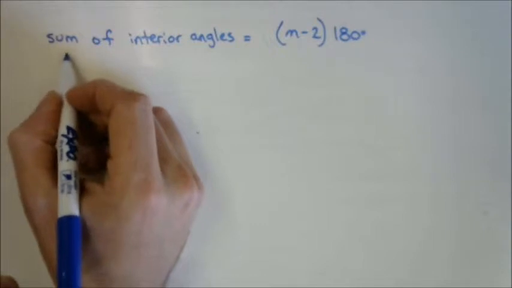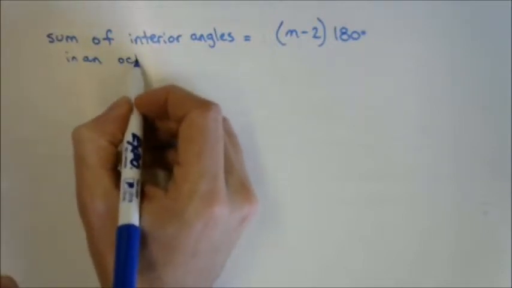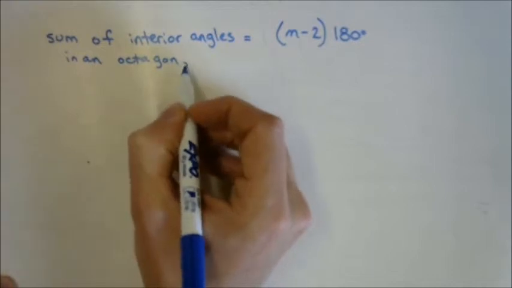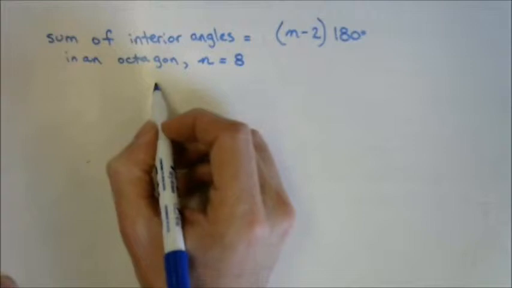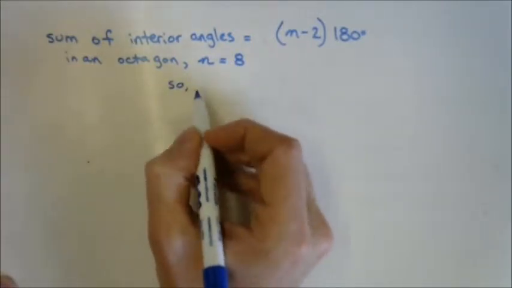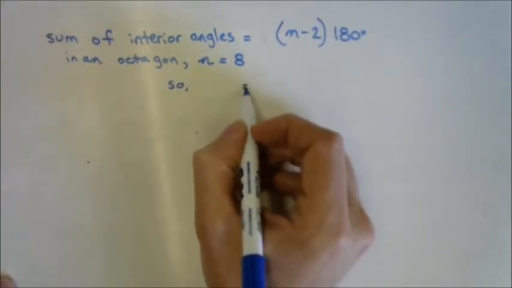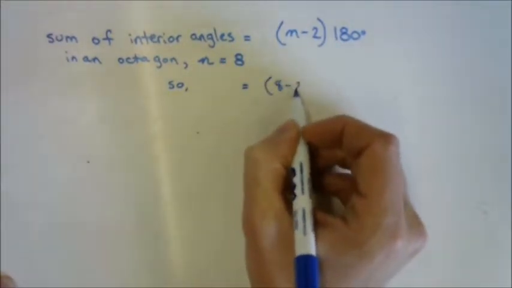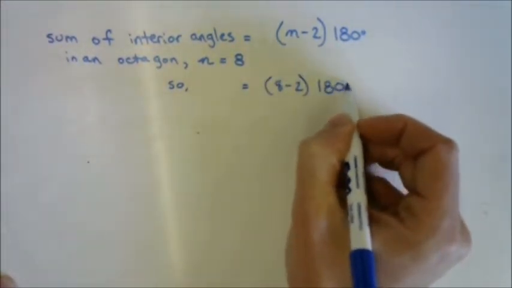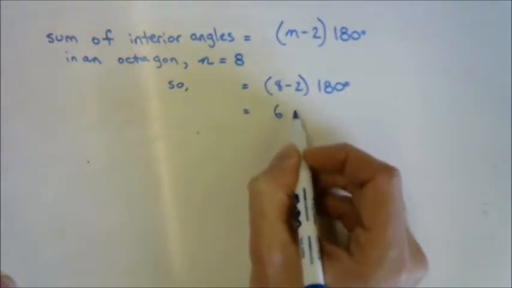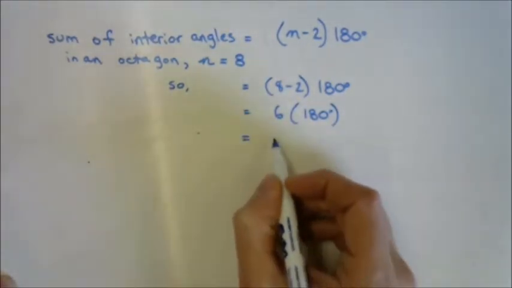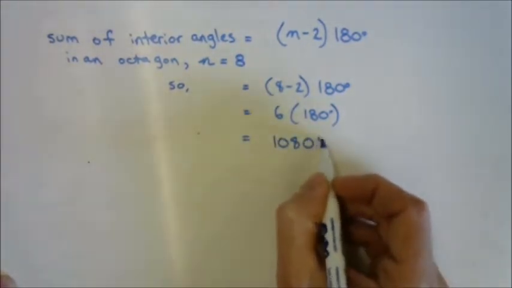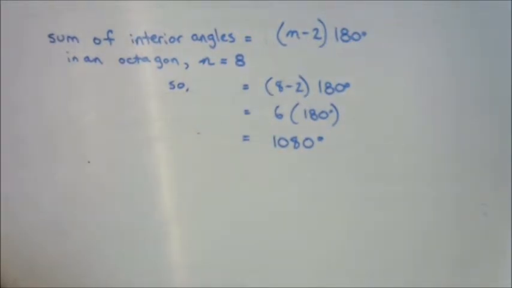Now, in an octagon, what is n? N equals 8. And then you plug in. So n equals 8, minus 2, times 180, which equals 6 times 180, which equals 1080. 1080 degrees is the sum of interior angles in an octagon.